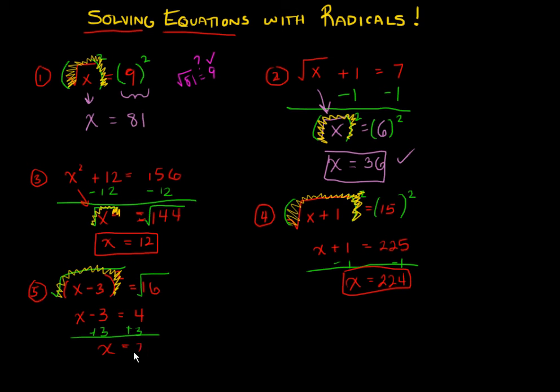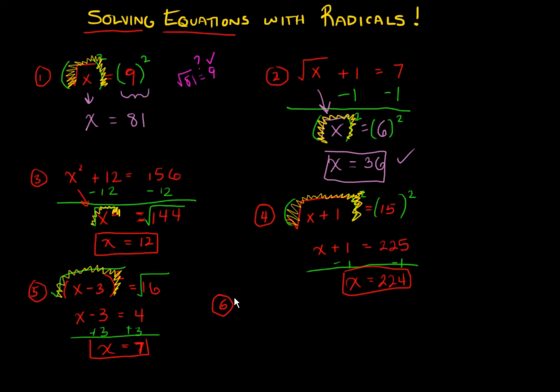Awesome. It should be a 7. X equals 7. Plug it back in. 7 minus 3, that's 4. 4 squared is 16. Sweet, we're all set. And let's do one more.